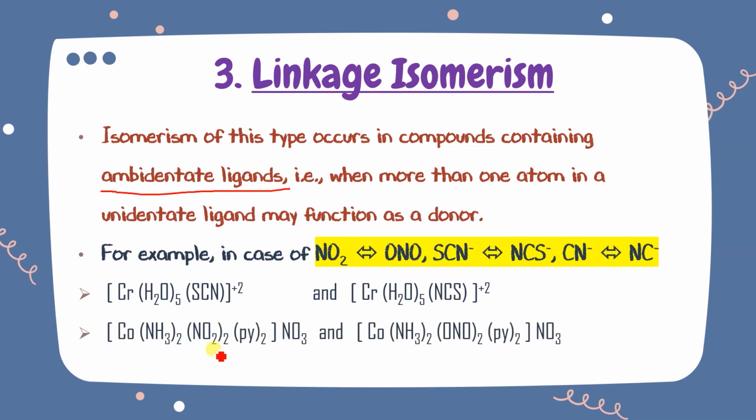Similarly, in this case, here it is NO2. This is NO2. And here I have changed this as a ligand, ONO. That's it. So the name of this is nitrito N, and here the name is nitrito O. Nothing else changed. This PY is pyridine. It is also a neutral ligand. PY means pyridine. So what will be the name for this? This is diamine dinitrito N bispyridine cobalt 3 nitrate. And this will be nitrito O. I hope it is clear.